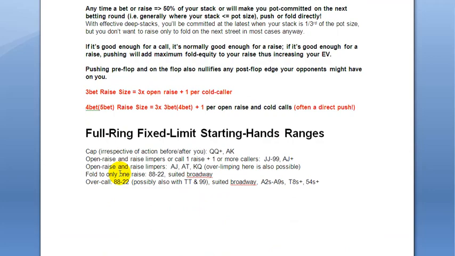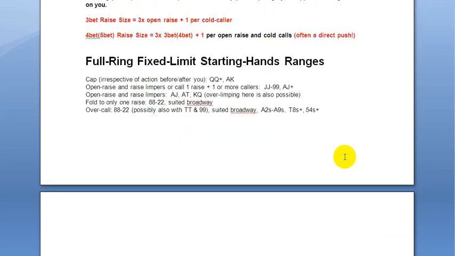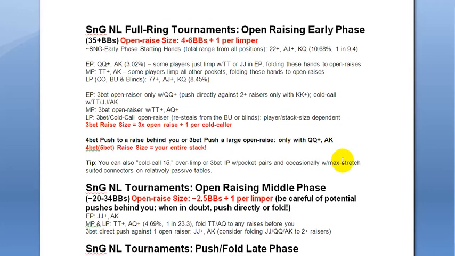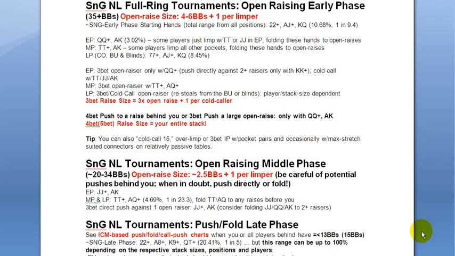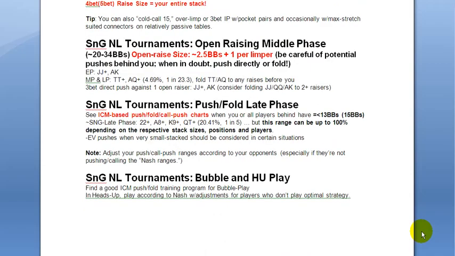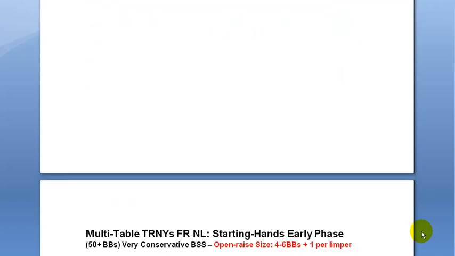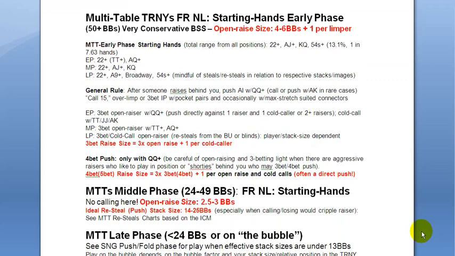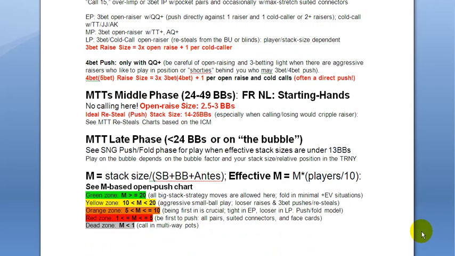General recommendation here for full ring fixed limit starting hand ranges. And finally here we've got sit and go recommendations for the early phase, the middle phase, and the late phase, and then sit and go play on the bubbles and then heads-up. Again, definitely see the videos on tournament play to make sense of all that. Finally, we have here multi-table tournaments, full ring, no limit, early phase, middle phase, and late phase, and then all.